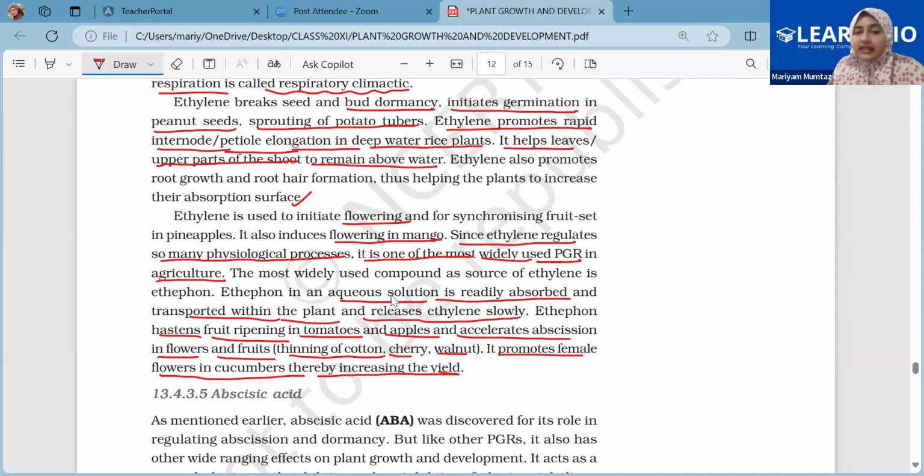These are all like ethylene has a lot of functions to perform and it is actually applied in multiple settings. Why? Because it is very easy to use. It has the most effective power as compared to the other hormone.